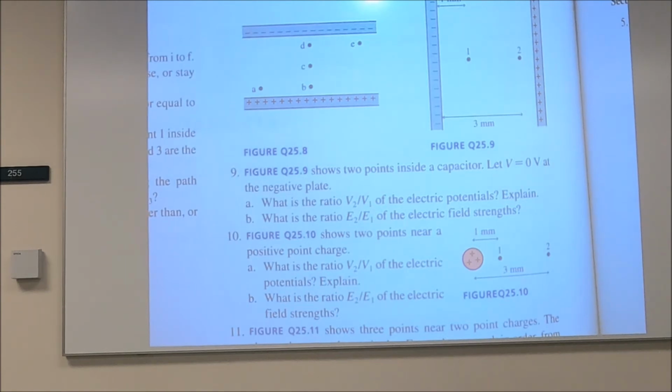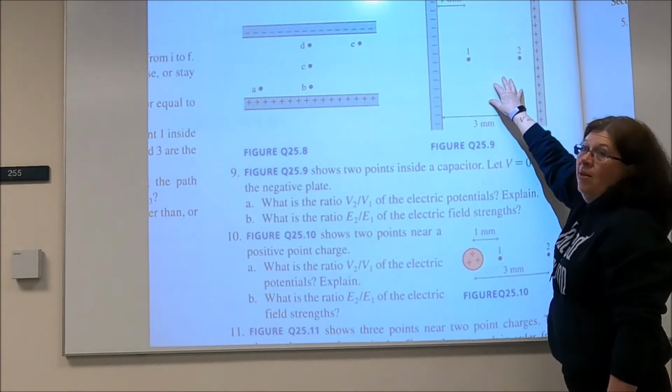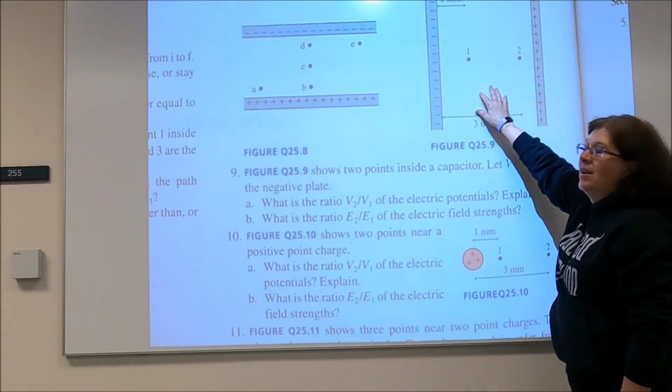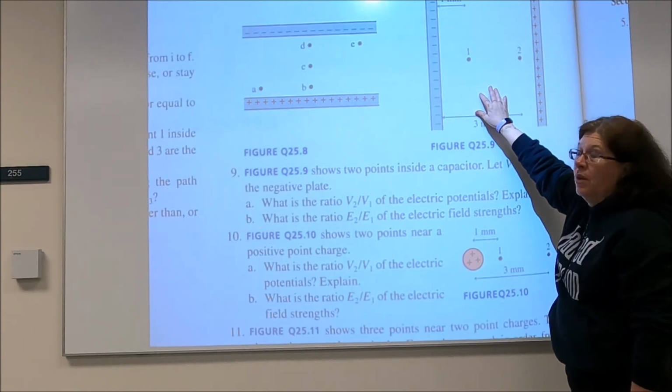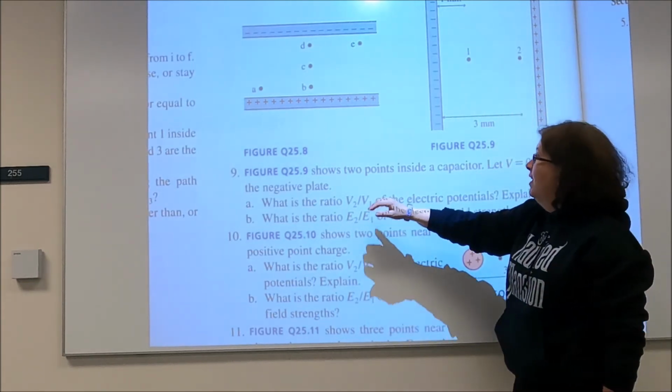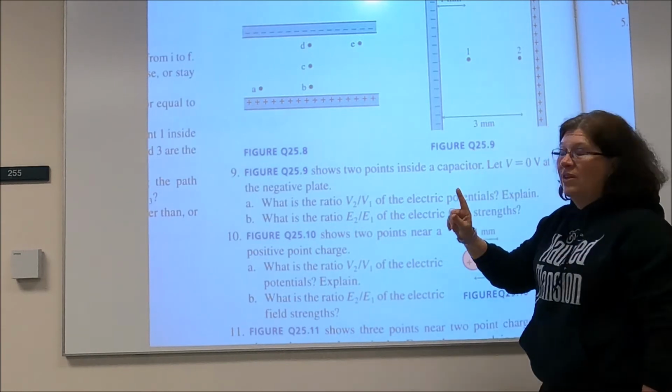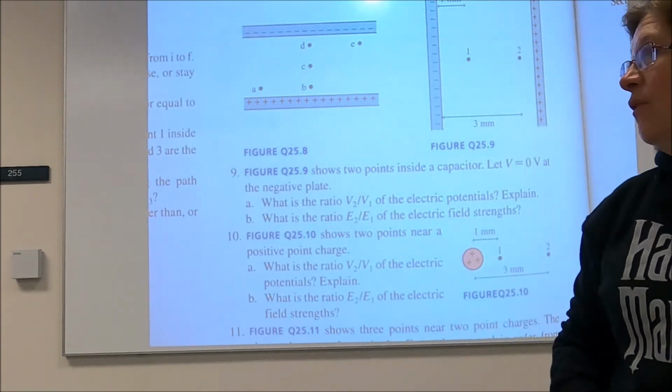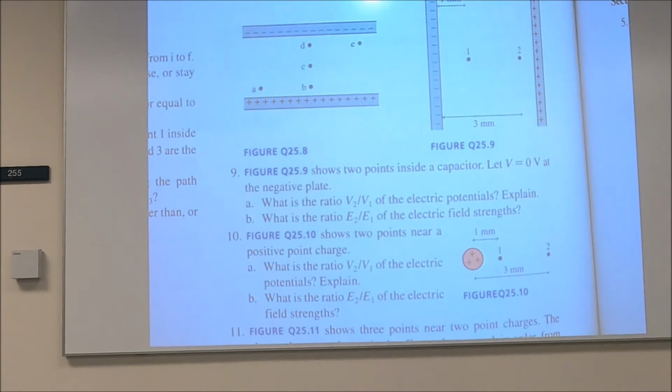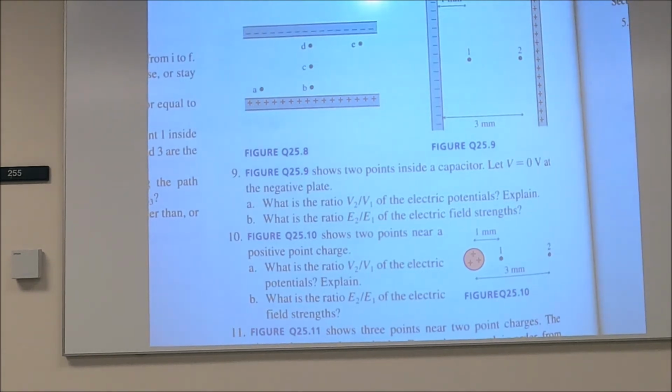It says, what is the ratio of E2 to E1, the electric field strength? Well, this is a parallel plate capacitor. The electric field strength in here is everywhere the same. So the ratio of the electric field at point 1 and point 2 is going to be 1, because the electric field strength is everywhere inside there the same. Okay? Now, let's think about the other 2 problems I want us to look at. I want us to look at problem 24 and 26 on page 710.